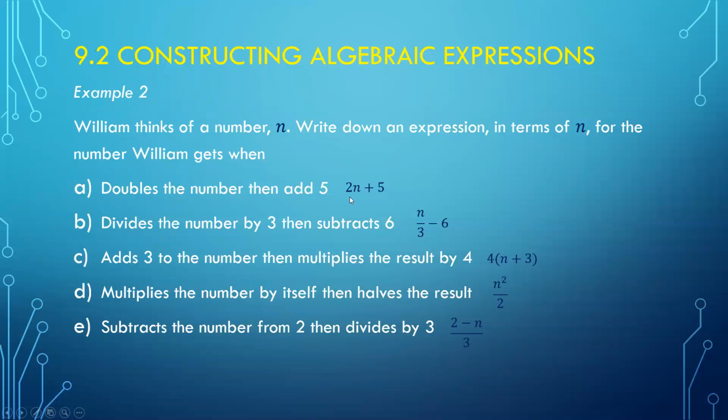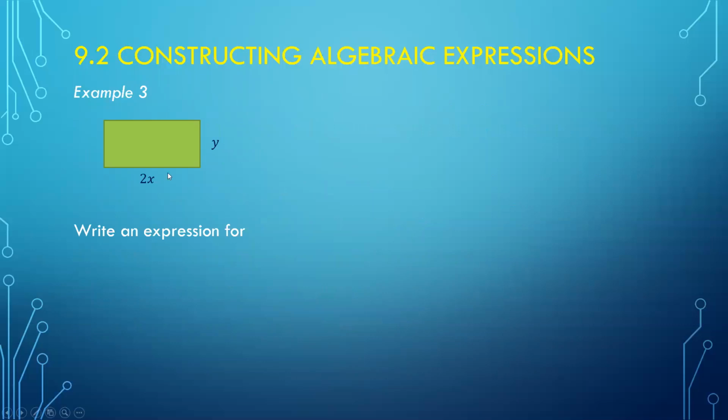Next one, we see some pictures like this. Let's say this is a rectangle with the length 2x and the width y. We are going to write an expression for, A, the perimeter. How are we going to write the perimeter of this rectangle? For a rectangle, basically, we have to add the 4 sides to get the perimeter. So 2 of 2x plus 2 of y. When we combine this, it's going to be 4x plus 2y. Remember, these two are different terms. We cannot combine these two, right?